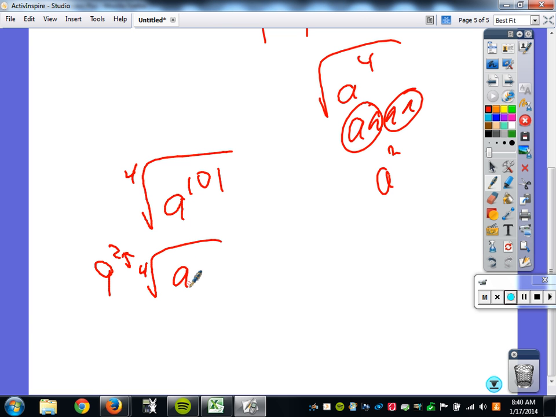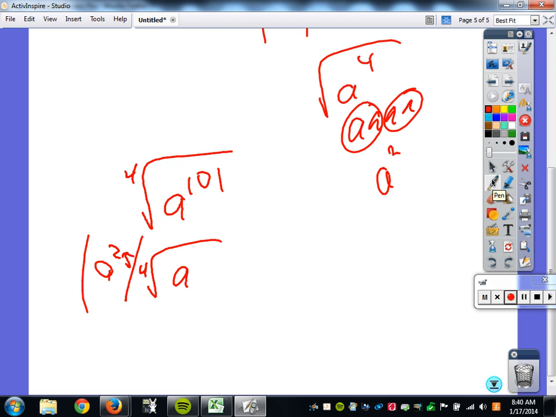Was that an even root? The 4th root, that's an even root, right? Did something come out with an odd power? So what do we have to do? Absolute value. Sorry, that's not a 9, by the way. Okay, so that's what it would be.